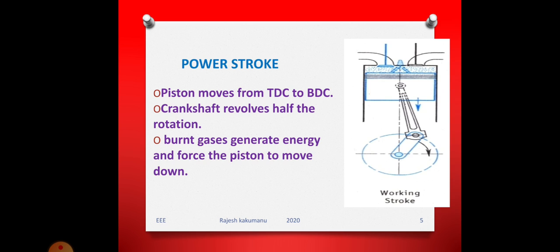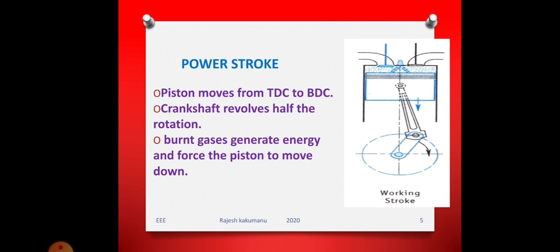Here again the piston is moving from top dead center to the bottom dead center. Thereby the connecting rod is making the crankshaft rotate again, the third half of the second revolution of the circle. Here the piston is moving from TDC to BDC. Next, the crankshaft revolves half the rotation.